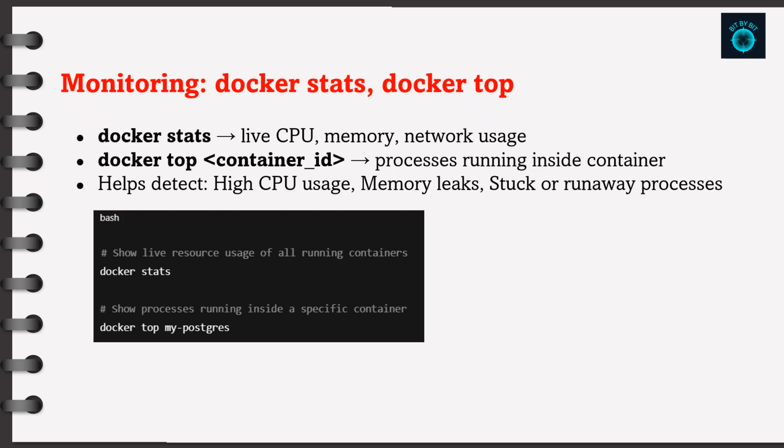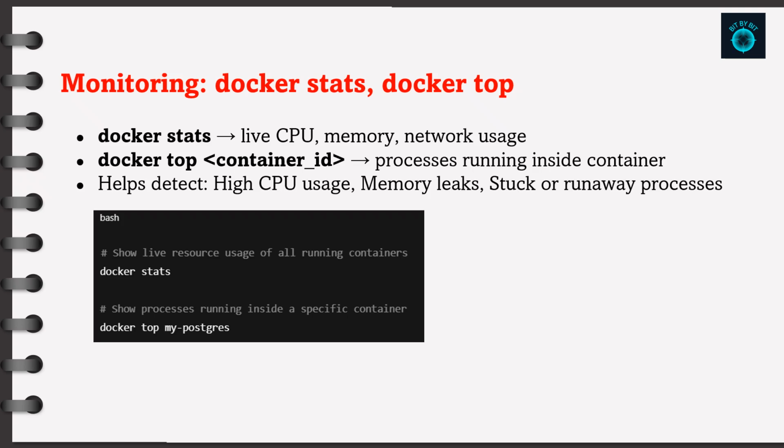Here's how these commands look in action. If you type docker stats, Docker will print a live table. For each running container, you'll see CPU percentage, memory usage, network activity, and block input and output. It updates continuously until you stop it with Ctrl+C.